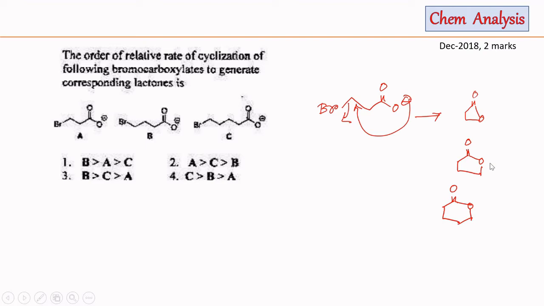Now as we know, formation of a 5-membered ring occurs at a faster rate than that of a 6-membered ring, and a 4-membered ring is formed at a very slow rate. That means the rate of cyclization will be highest for B, then for C, and the least reactive for cyclization will be A. Therefore, the rate of cyclization for this bromo-carboxylate will be option number 3. Is it okay? So next, see the next question.